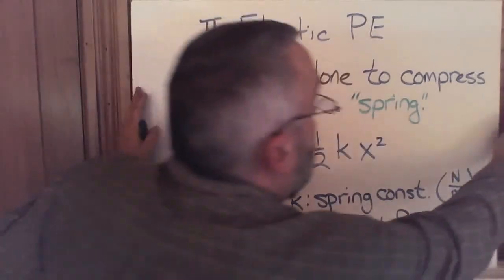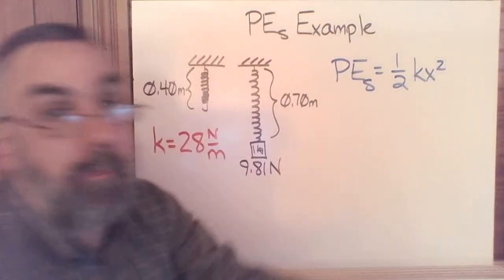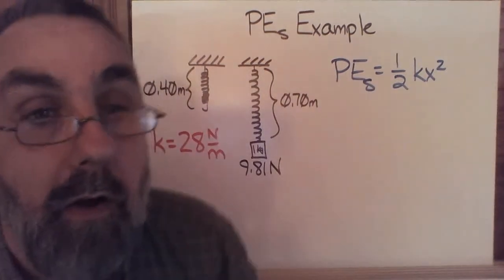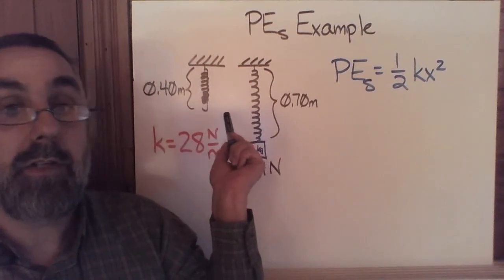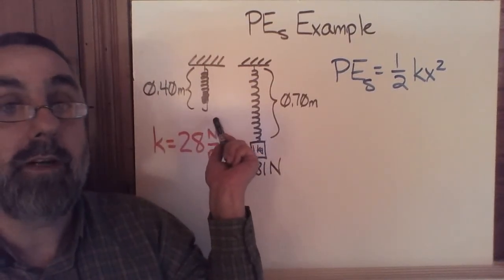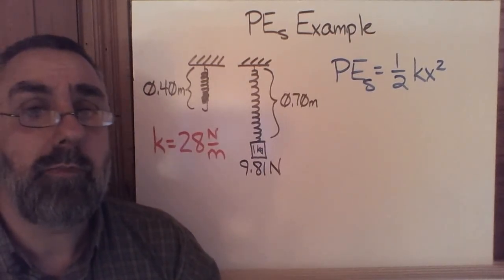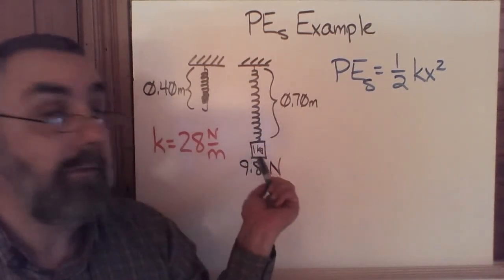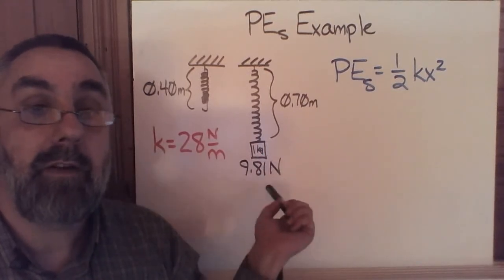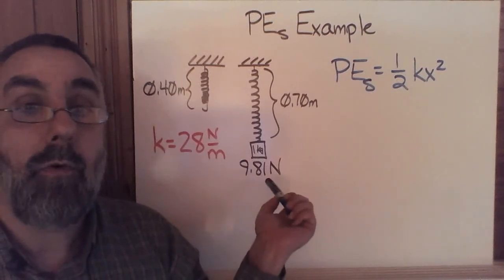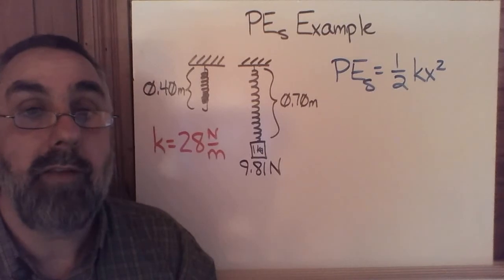So we'll end up with a little example of elastic potential energy. Let's say we have a spring. This is the same spring before and after. Originally, the spring has a length of 0.4 meters, and it has a spring constant of 28 newtons per meter throughout. We apply, well, it says 1 kilogram there. I know it's hard to read. But we hang a kilogram on the end of it. Of course, that's 9.81 newtons of force, and the spring stretches to a total length of 0.7 meters.